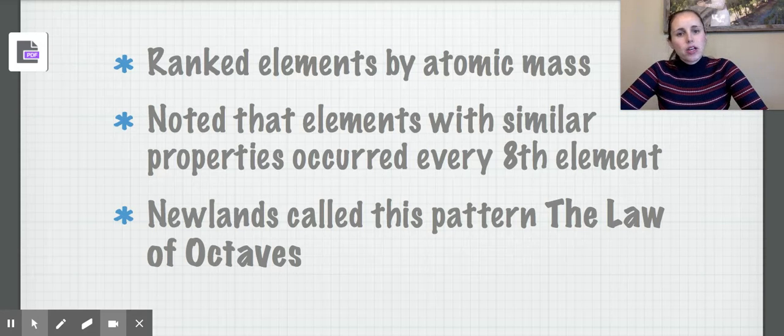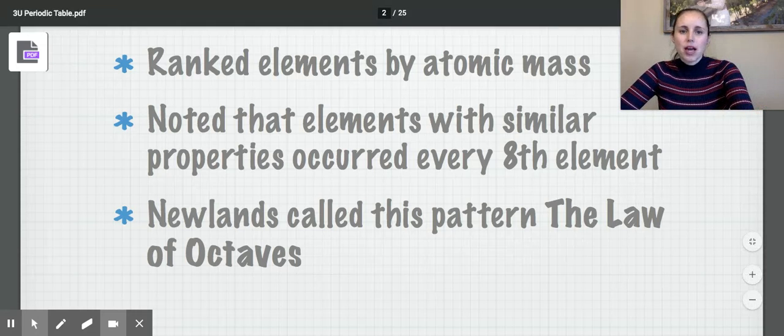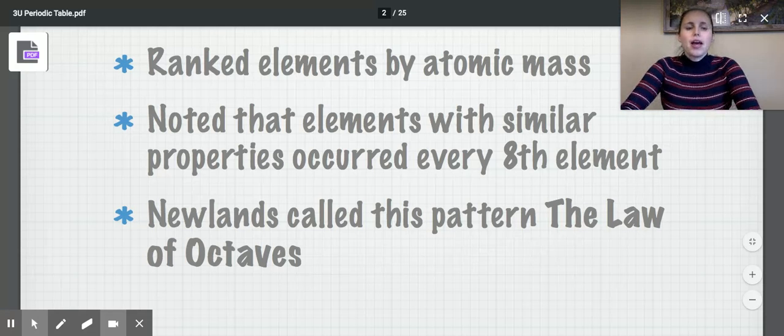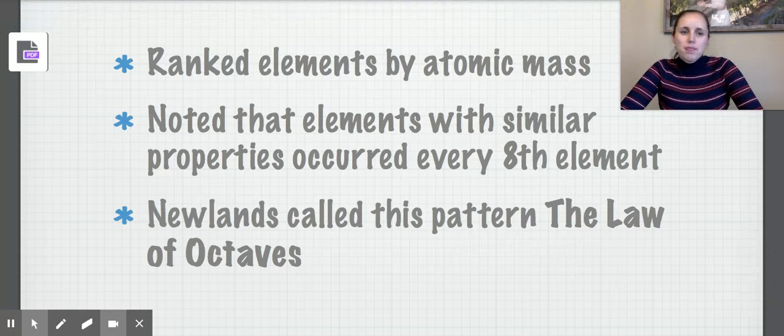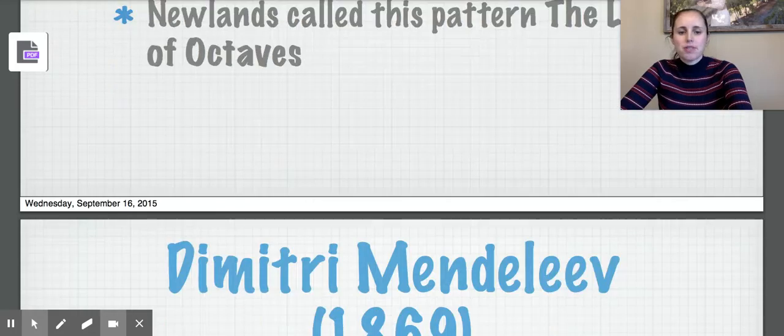Now, if you take a look at your periodic table, you'll see that elements do increase in order of atomic mass. So this actually wasn't a bad way to rank. However, it didn't show all the trends. What Newlands did notice is that elements with similar properties occurred every eighth element. That's true after helium. So he called this pattern the law of octaves.